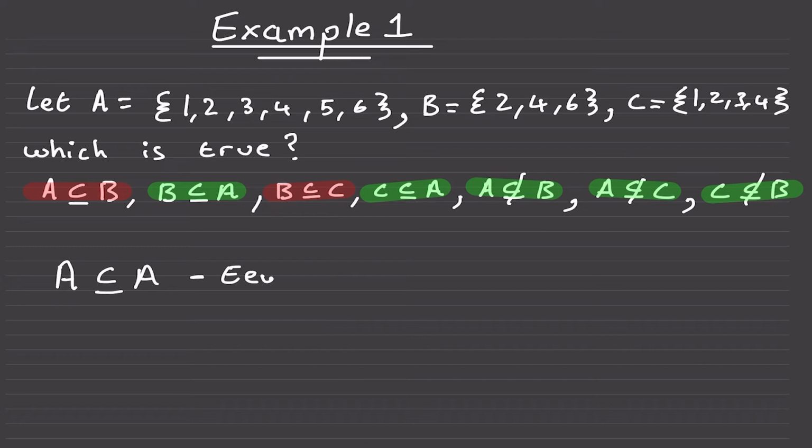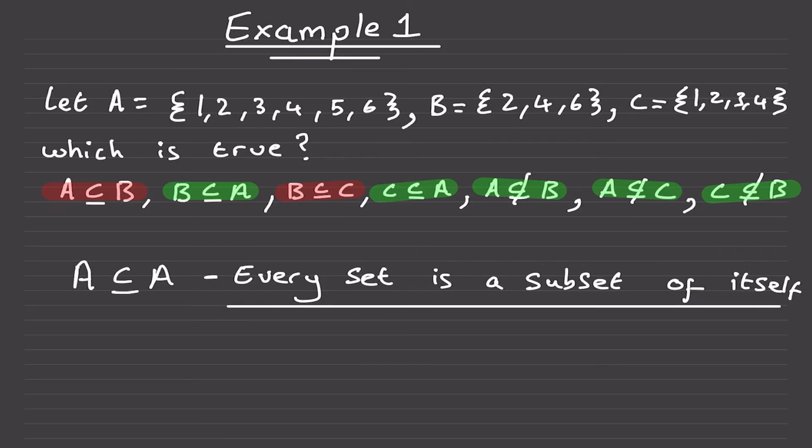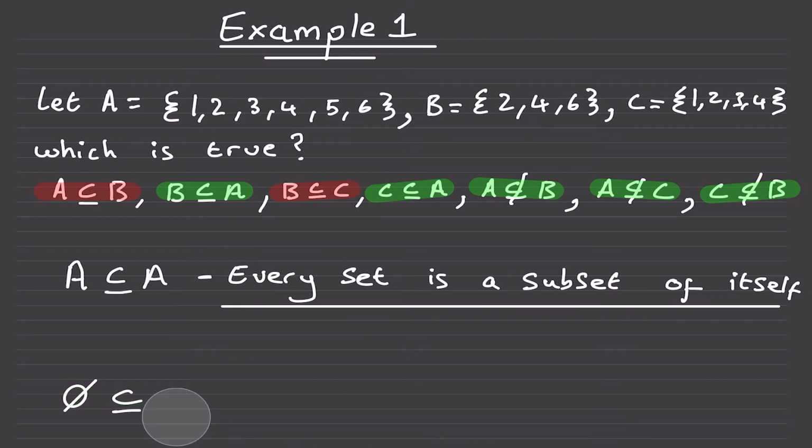Okay, another important rule. A is a subset of A, which basically means every set is a subset of itself. So it doesn't matter what set you have, it is a subset of itself. That's a mathematical rule. And just as reinforcement, at the bottom below, I've got the empty set being a subset of every set as well, which is highlighted green at the bottom left corner.